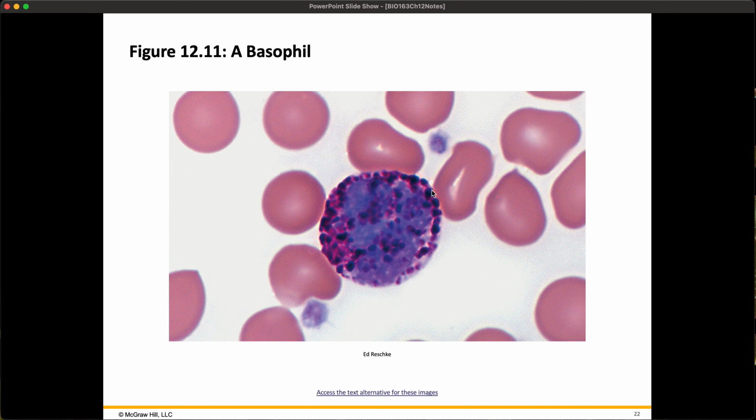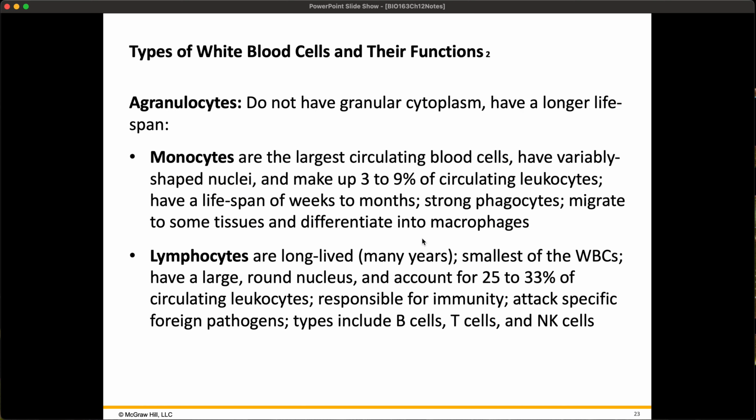So basophils are your heparin and histamine cells. The other type of white blood cells, so we did the first three, the last two are the agranulocytes. So they don't have a granular appearance to their cytoplasm. They tend to have a longer lifespan. These are your monocytes and your lymphocytes.